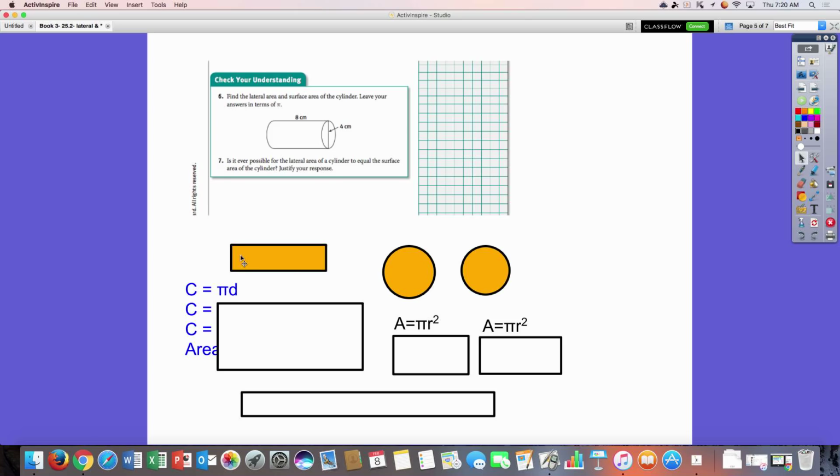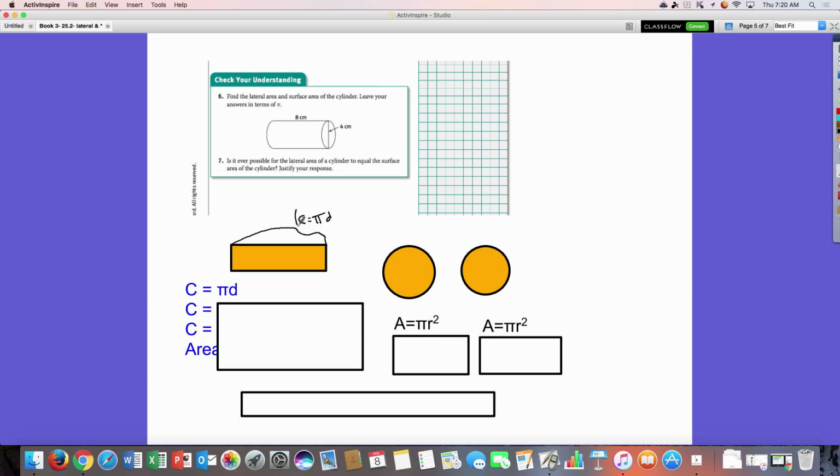So what I've done here is, this is the front of that can. And here's the top, and here's the bottom. So to figure out the circumference, which is the distance from here to here, that's the circumference. That is the pi d part. And we're just going to take that circumference, this distance, and multiply it times the height, this part from here to here.